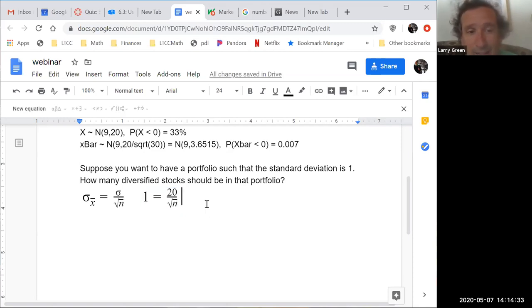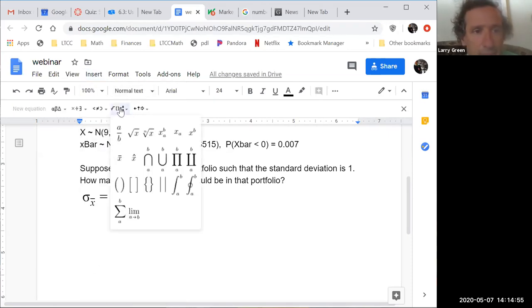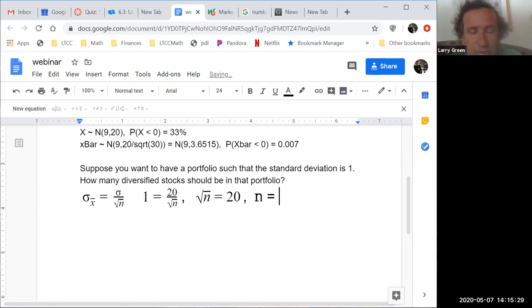I do want to remind you this is a math class. So yes, you are responsible for doing a little bit of basic math, not too intense. But I need to solve for n. And if you have a fraction equals 1, you can multiply both sides by root n. So let's go to an equation. And we can say the square root of n equals 20. So how do I get n? I'm hoping you all know how to do this now. Not square root of 20. Yeah, it's 20 squared. We square both sides. So n equals 20 squared, and that's 400.